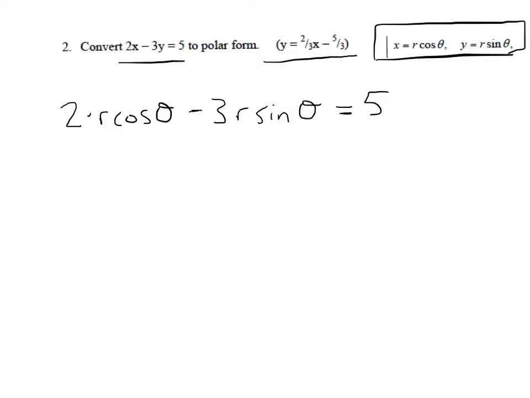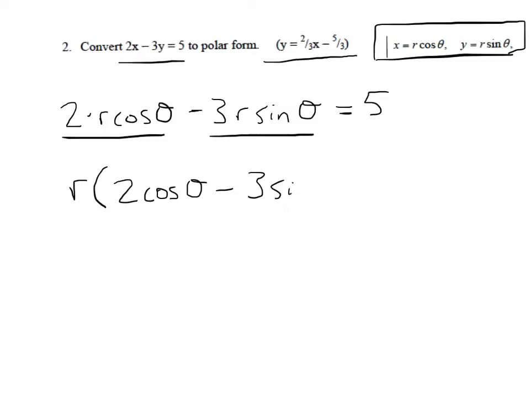Then when I look at this, remember that you want to solve for r. And when I look at the two parts right here, the only thing they have in common is r. I'm going to factor that out to the front. So I'm going to have r, and then what's left behind in the first chunk? 2 cosine of theta. What's left behind in the second chunk would be a 3 sine of theta, and it's still going to equal 5. Parenthesis there.